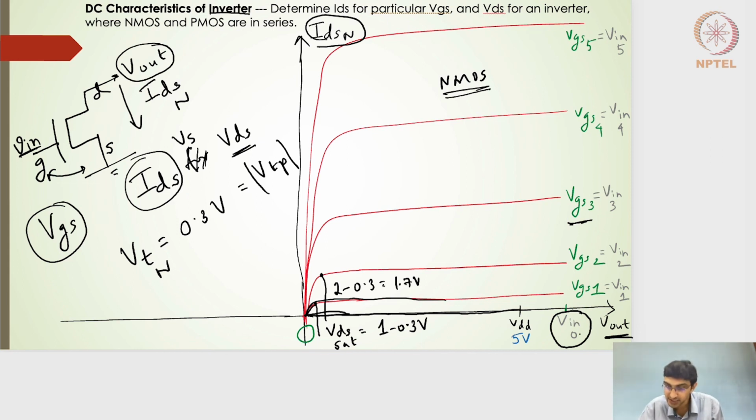And these particular values, VGS of 0, 1, 2, 3, 4, 5, are relabeled as V input of 0, 1, 2, 3, 4, 5. This subscript of 4, 3, 2, 1 and 0, and then 5 here represents the input voltage. If I'm applying an input voltage of 5 volts, VGS will be nothing but 5 volts. If I'm applying an input voltage of 4 volts, VGS will be 4 volts. If I'm applying an input voltage of 3 volts, VGS will be 3 volts. If I'm applying an input voltage of 2 volts, VGS will be 2 volts, and so on.